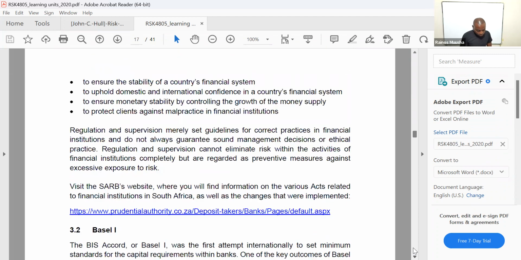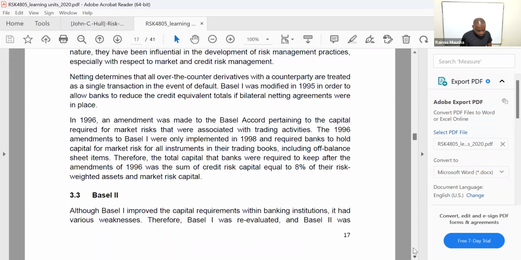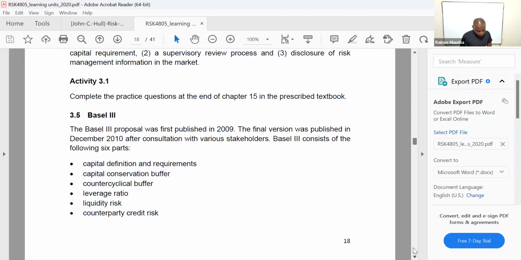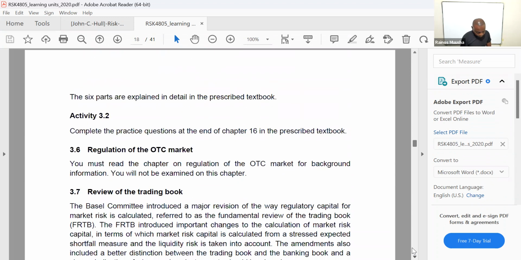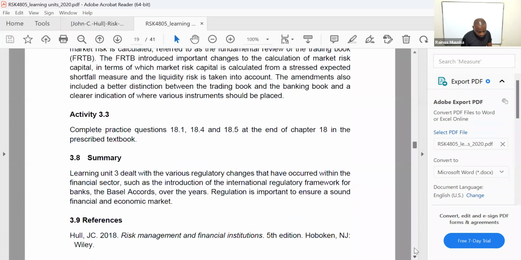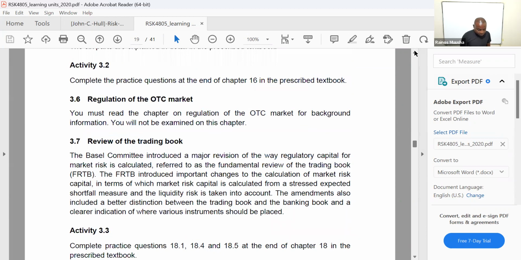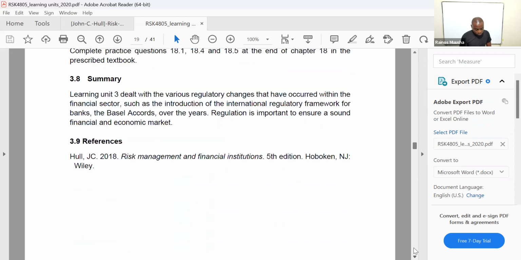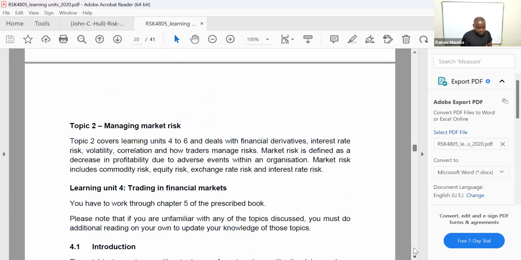So you see that, yeah, I'm using the older version there, but you see that on what is expected to come for us to cover there, we are expected to look at chapter 15 of the textbook. Then they also expect us to look at chapter 16, and then chapter 18 of the textbook as well. So these are the chapters that we're expected to cover under Learning Unit 3.